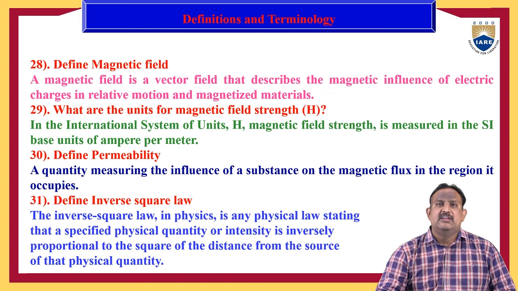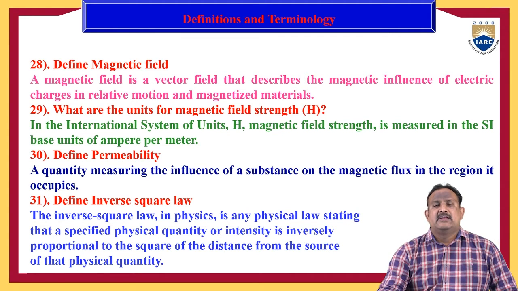Next one, define magnetic field. A magnetic field is a vector field that describes the magnetic influence of electric charges in relative motion and magnetized materials.